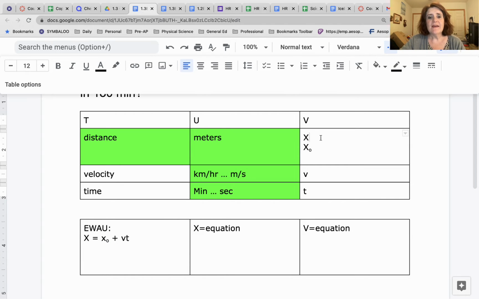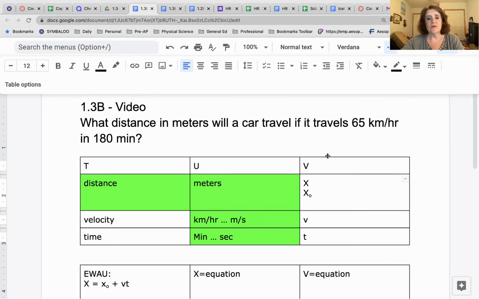So the x is what we do not know. That is the distance that we are traveling. The x naught, and again, be sure you come out of tiny town, is equal to 0. How do I know the x naught is equal to 0? Well, since I'm not given a starting location, I can only start from where I am, which is nowhere. The velocity is at 65 kilometers per hour.